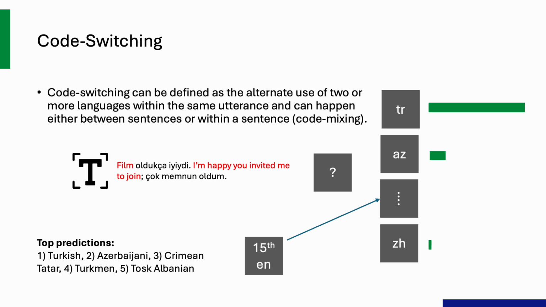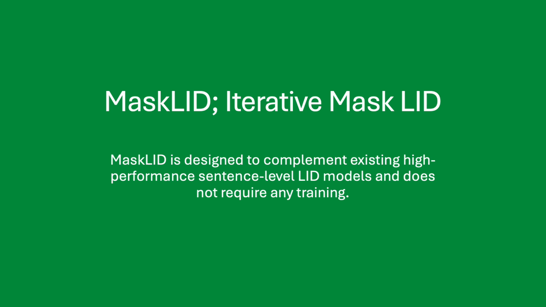When we look at the top 5 predictions, we see that most of them are from the Turkic language family, and the reason for that is because these languages have more n-grams available in this code switch sentence than English. To propose a solution for code switch language identification, we introduce MaskLID, which is designed to complement the existing high-performance sentence-level language identifications, and it doesn't need any training.